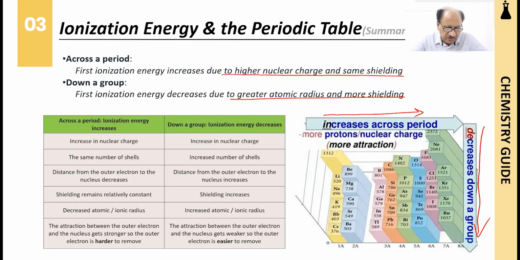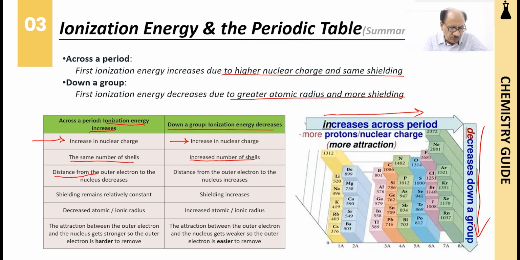So if we make a table comparison to summarize all these points, across a period ionization energy increases, and down the group ionization energy decreases. This is the general thing, but we should know that there is an increase in nuclear charge across the period and an increase in nuclear charge down the group. Then the number of shells remains the same in a period, whereas the number of shells increases in groups.